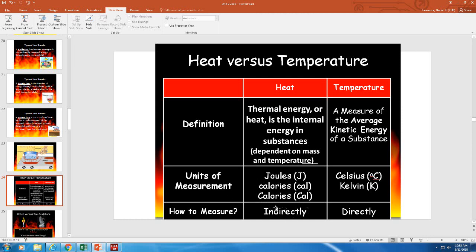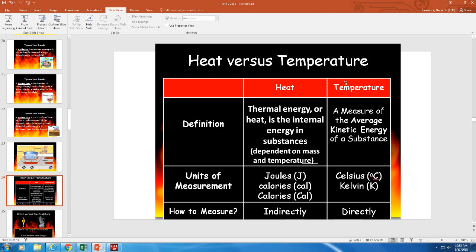And we can't really directly measure the amount of heat in a substance. The only way we can really measure that is by transferring that energy to something else. So for example, if I have a piece of really hot metal, there's no direct way I can measure the heat in it, but I could drop it into a cup of water and figure out how much that water warms up, and then I can infer, based on how hot the water got, how much energy was absorbed from the metal. That's what we mean by indirectly measuring heat.